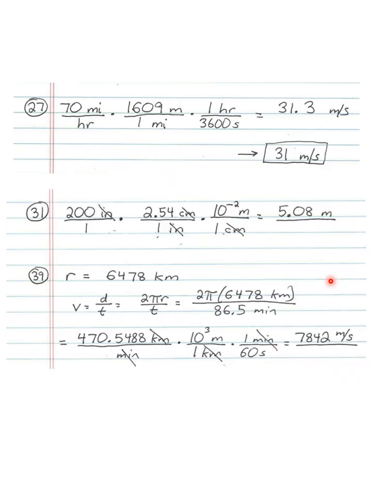Number 39, Earth's equatorial radius is 6378 kilometers. And that's a lot like, if you go up to number 23, it says Earth's mean radius is 6.371 megameters, which is 6371 kilometers. So now it's giving the equatorial radius, 6378 kilometers. A spacecraft is in circular orbit 100 kilometers above the equator. If the spacecraft orbits every 86.5 minutes, what is its speed?